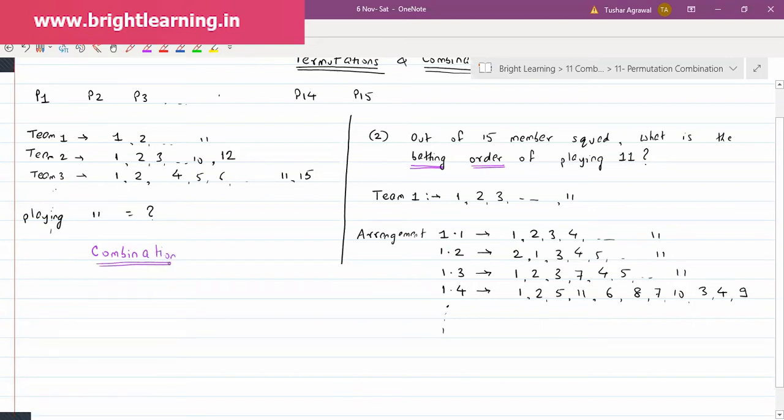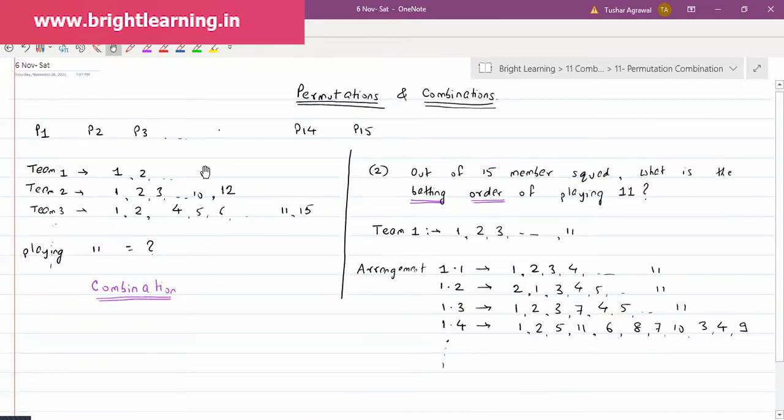Combination. Out of 15, we are just picking up any 11, irrespective of the arrangement. So in combination, 1, 2, 3, 4, 5, 6 up to 11, or 1, 3, 2, 4, 5, 6 up to 11, these are one and the same thing. That is also called team 1 only. So this is a question of combination.